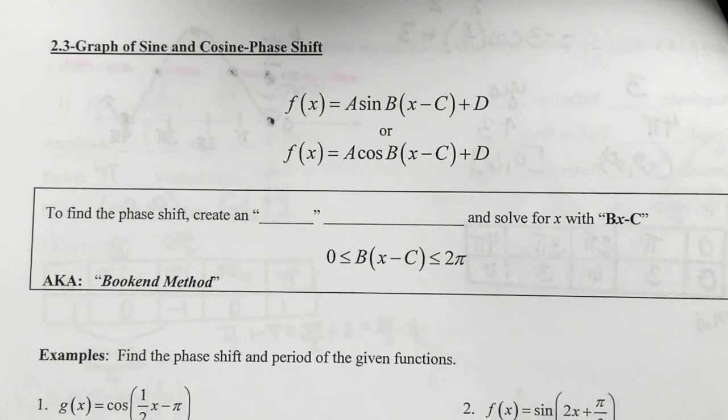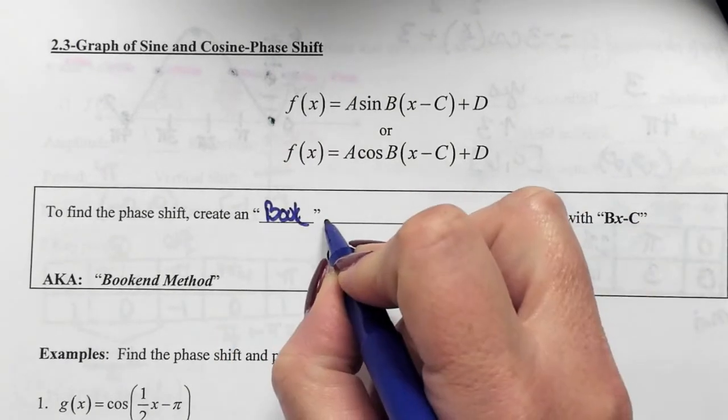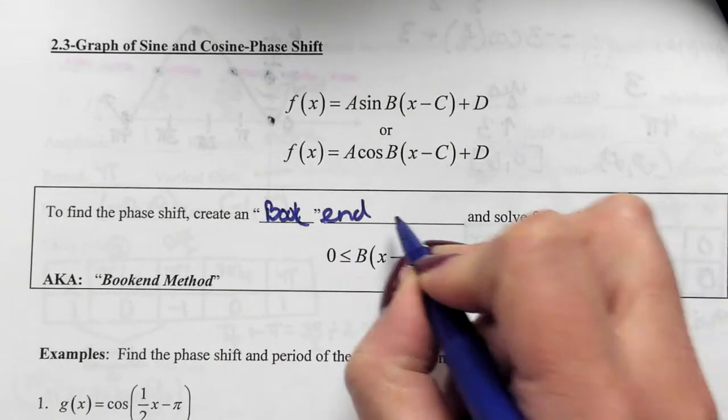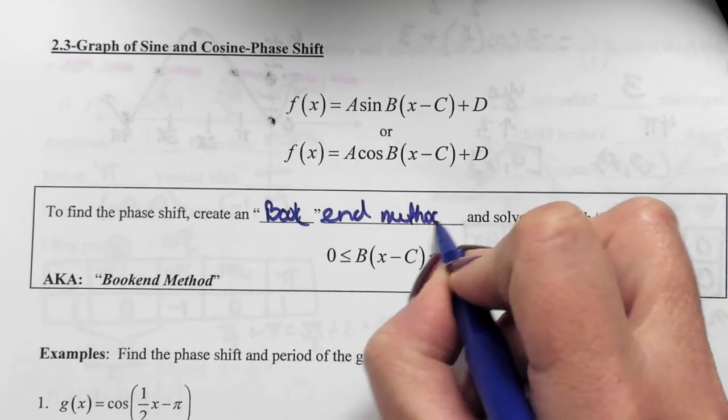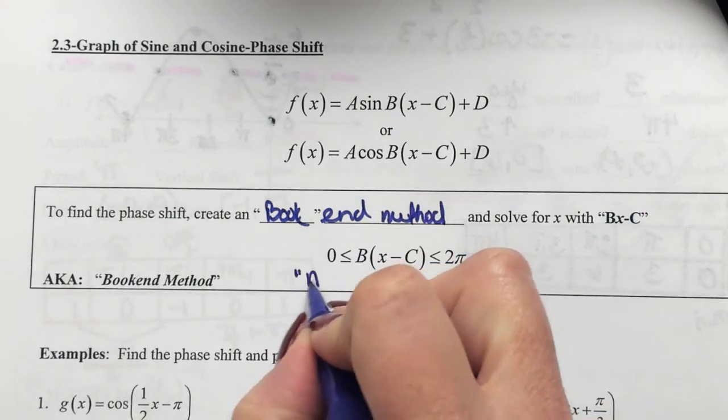Probably the way you're going to prefer it. I'm going to show you both ways. I don't care which way you use, but most of you are going to find this what we call the bookend method. We call this the bookend method, and solve for x. In other words, what we're going to be doing is creating a compound inequality.